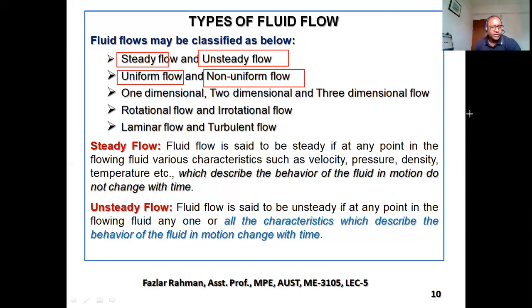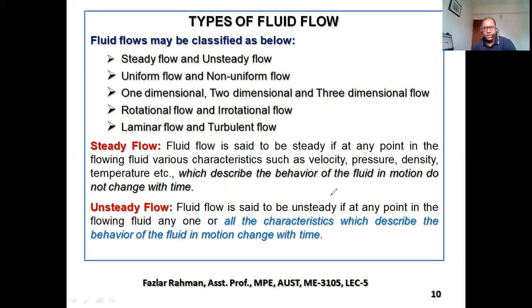And in most cases, if the flow is two-dimensional, that means we have only two velocity components: along the x-axis u, small u, and along the y-axis small v. And velocity w along the z-axis will be 0 in the two-dimensional case. In three-dimensional, you have all three components. In one-dimensional, you have only one component, either u or v or w. Then you have rotational flow and irrotational flow. Then laminar flow and turbulent flow. We will discuss later what laminar flow and turbulent flow are.